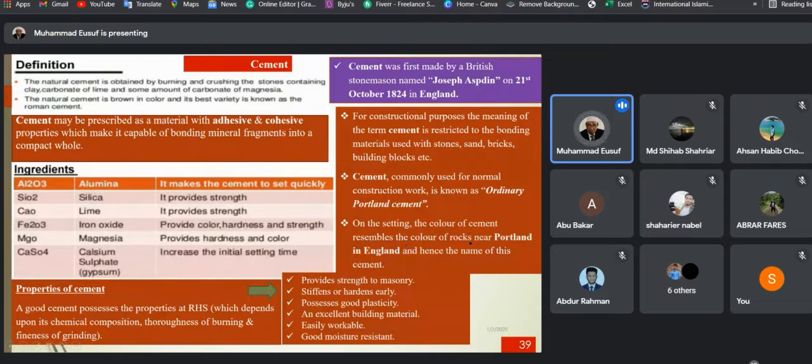It resembles the color of the rocks near Portland in England, hence the name of this cement. Why is the cement name Portland cement? Our cement color resembles the color of rocks found in Portland. So our cement name is Portland cement due to the color.